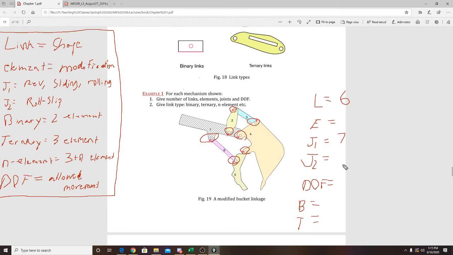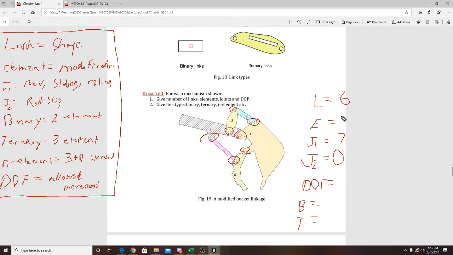Just before we move on to that, there's something you can figure out. It's like a little pattern, I guess. That's what people figured out for this. Anybody for J2s? How many? 0 is the correct answer because there are no roll slips in here anywhere. These are all revolute joints.